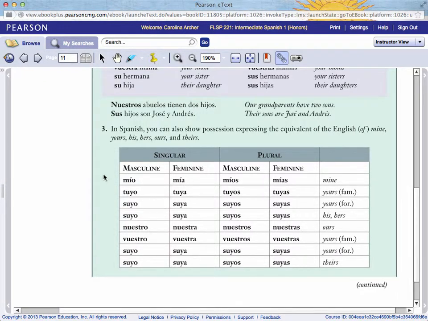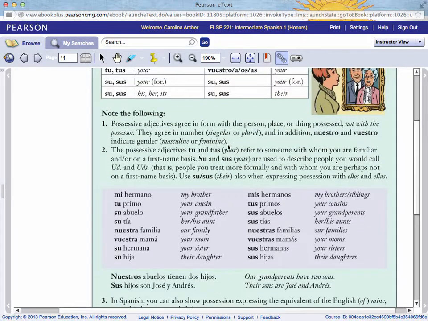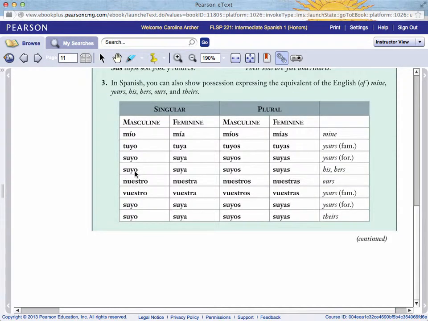For yo, we're going to have mío, mía for feminine, míos for masculine plural, and mías for feminine plural, okay? For yours, the familiar, for tú, tuyo, tuya, tuyos, tuyas, okay? Suyo, suya, suyos, and suyas. The same thing with his and hers. Nuestro, nuestra, nuestros, and nuestras. Okay, suyo, suya, suyos, suyas. Notice that all the ones that were the same up here are the same down here too. Okay, muy bien.